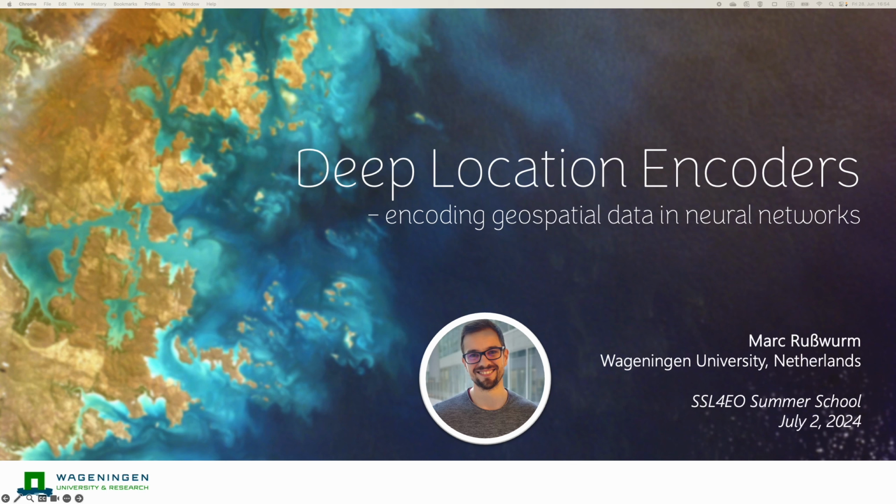Marc Rußwurm, assistant professor in machine learning for remote sensing at Wageningen University. I'm going to present to you some work on deep location encoders, and in particular to give an overview talk over how to encode geospatial data in neural networks, and maybe give a different perspective on how to use neural networks to learn geospatial data rather than to make a classification or a prediction.